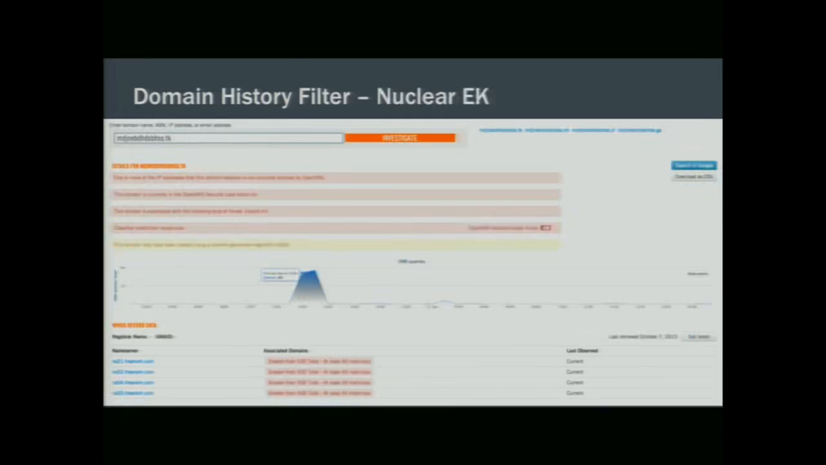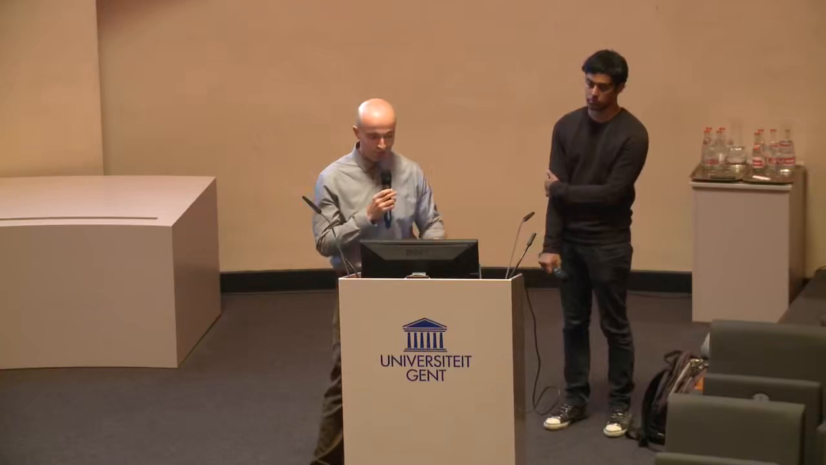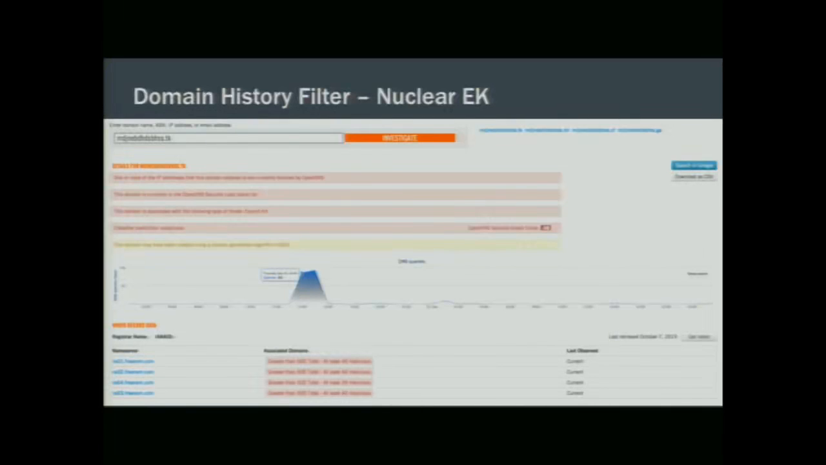However, if we look at the nuclear exploit kit land and domain, we see that it has a spike, but then when we check the last 30 days, the history was all flat. So that's an indication of what it's been repurposed for.